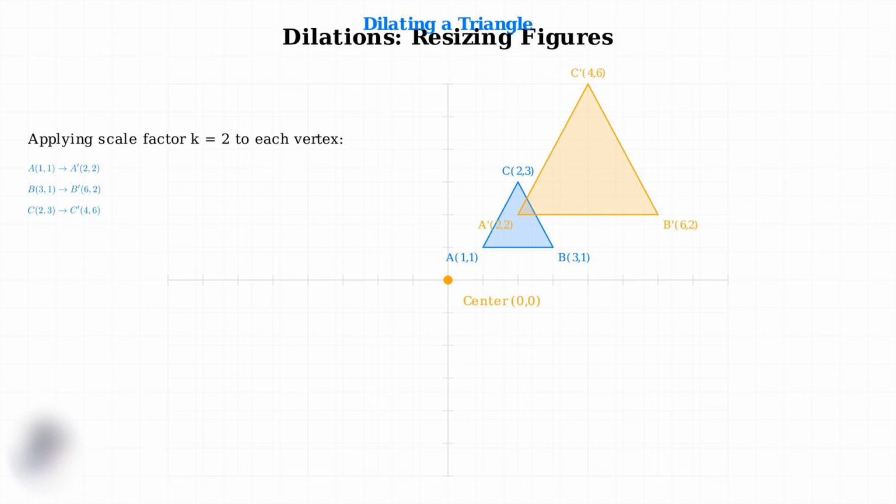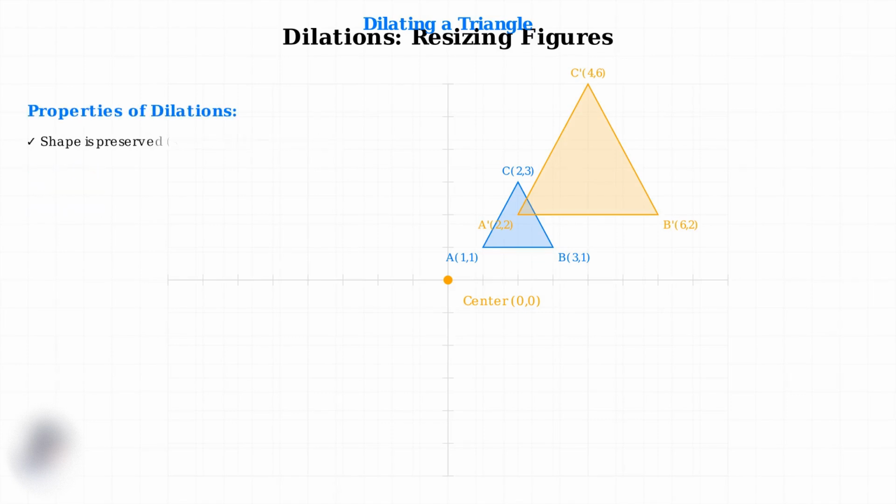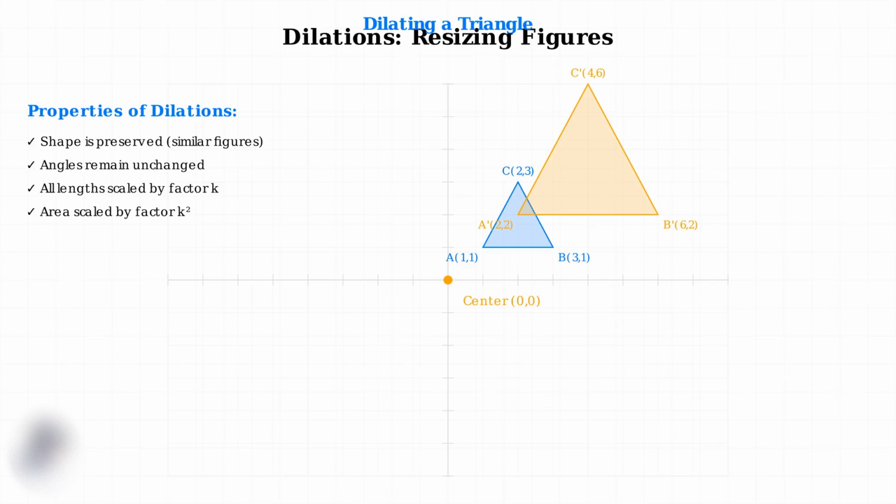Notice how it's exactly twice as large as the original, but maintains the same shape. The angles remain unchanged, and all sides are proportionally larger. Dilations have several important properties. The shape is always preserved, creating similar figures. All angles remain exactly the same. Every length is scaled by the factor k, and importantly, the area is scaled by k squared.